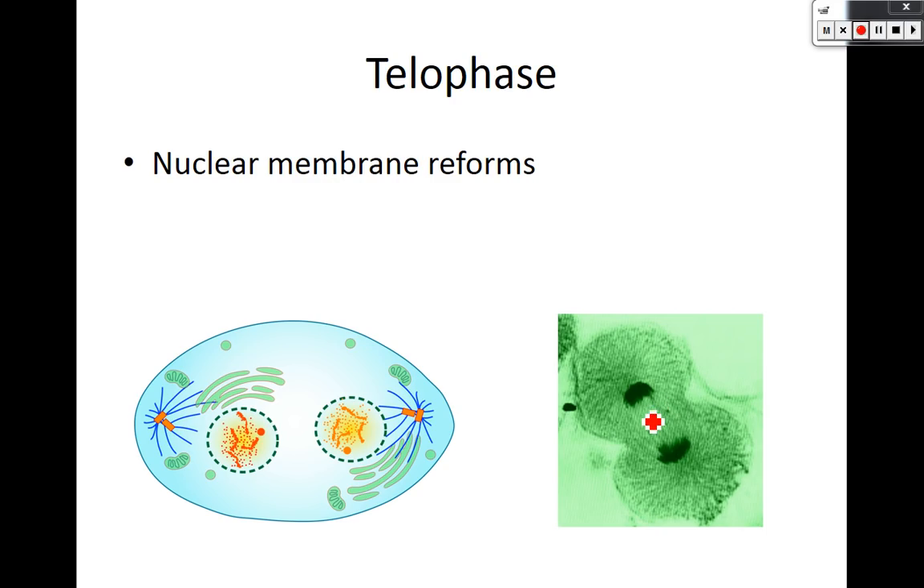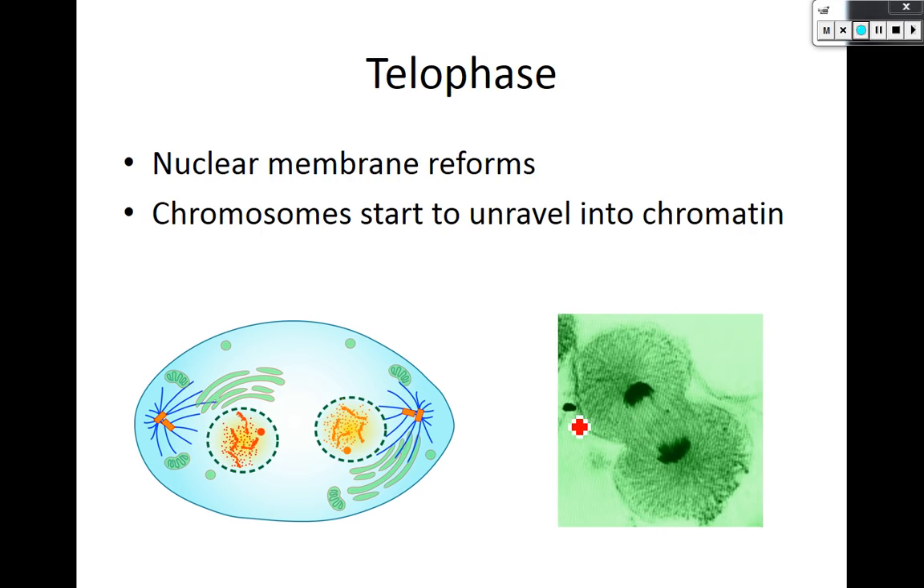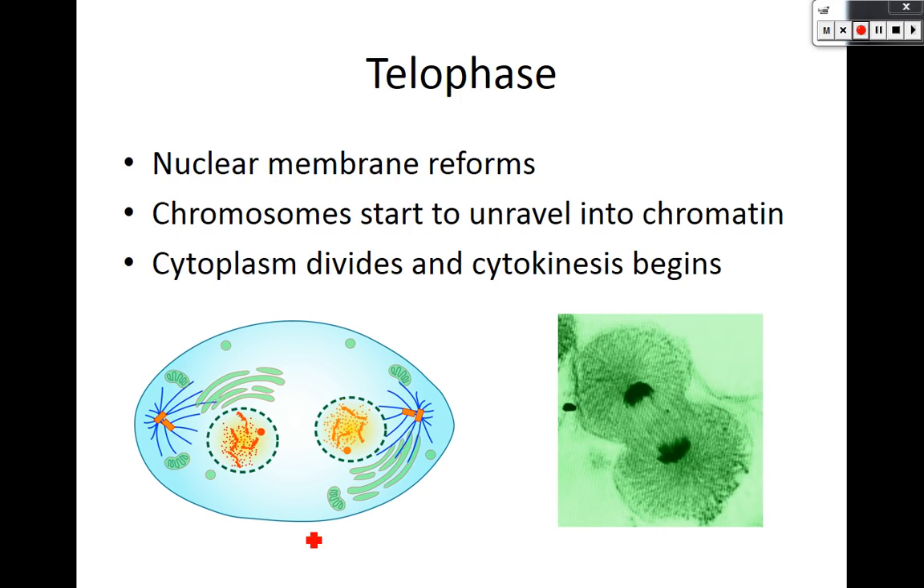And again, that's a little hard to see here, right? This is the entire cell. You can still sort of see some of those spindle fibers disappearing. The chromosomes start to unravel again. I think all these little dots are supposed to be the unraveling chromosomes, unraveling into what's called chromatin. Here you can see they're no longer the nice chromosomes. They look kind of bunchy and unravelly. And the cytoplasm starts to divide and cytokinesis begins.